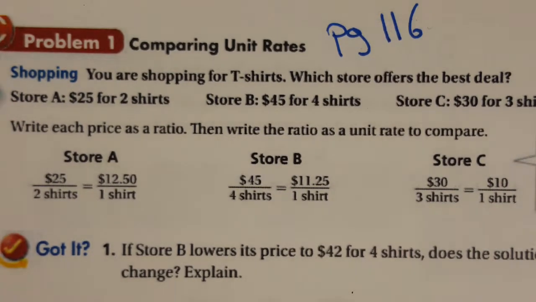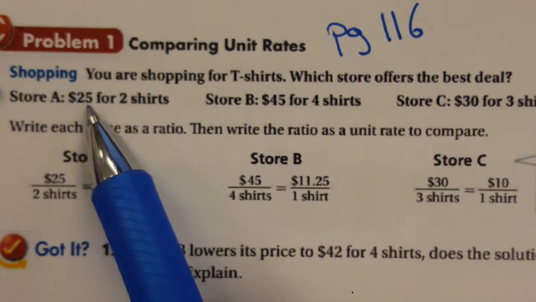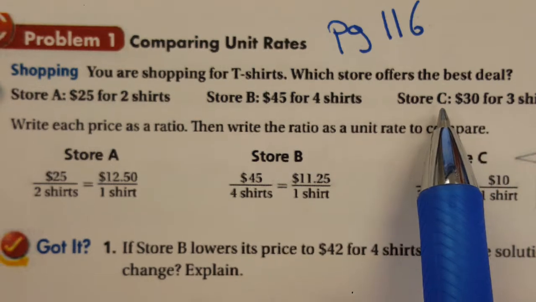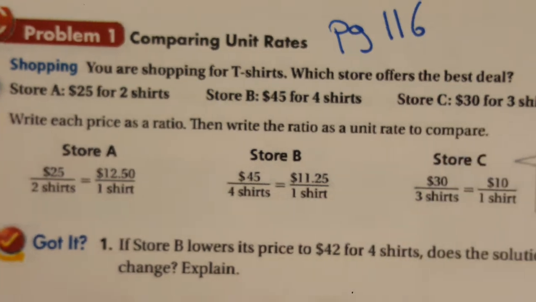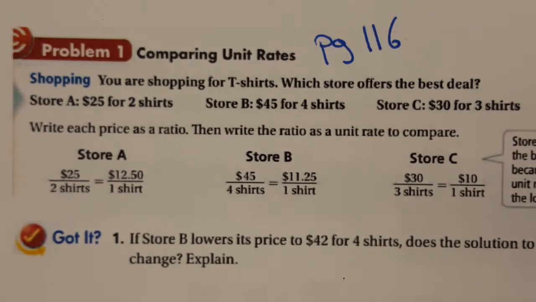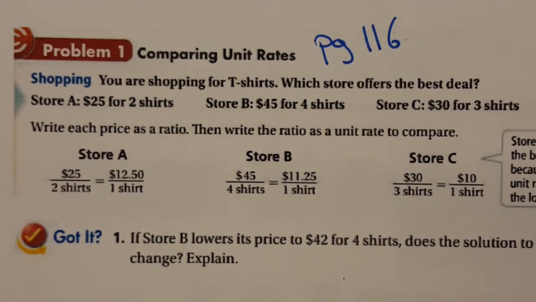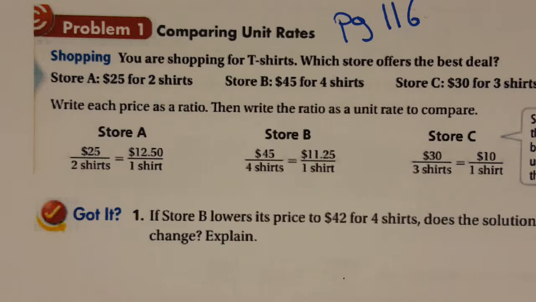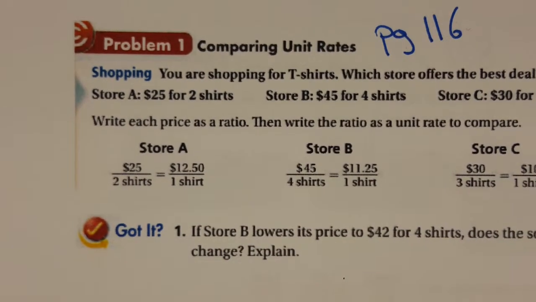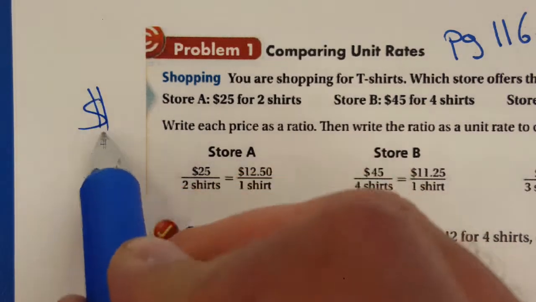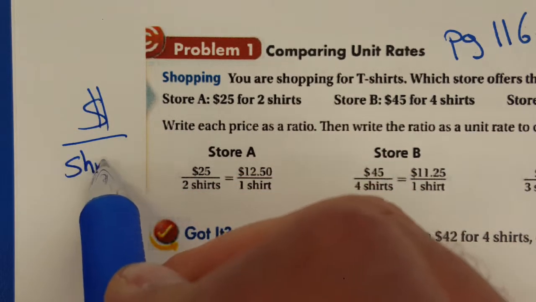We're shopping for t-shirts. Store A sells 2 shirts for 25 bucks. Store B, 4 shirts for 45. Store C, 3 shirts for 30. So what you want to do, friends, is find the cheapest unit rate. You want to find the cheapest dollar per shirt. Anytime you're doing a unit rate situation, especially with money, in this case, you want to find the cheapest dollar per shirt.